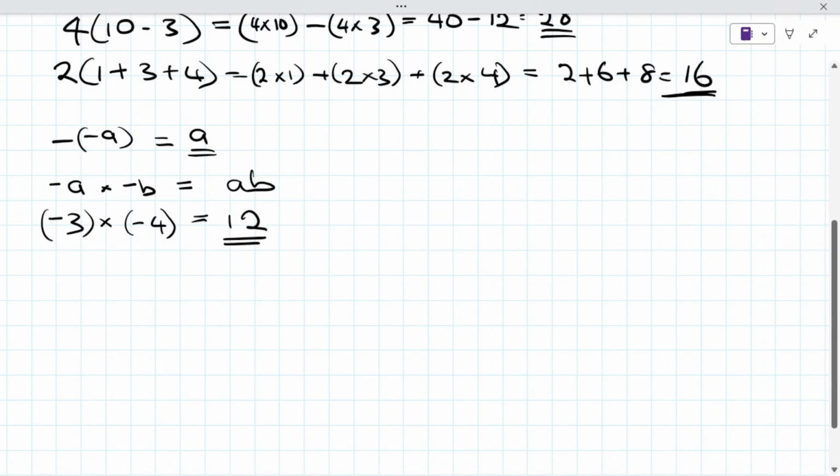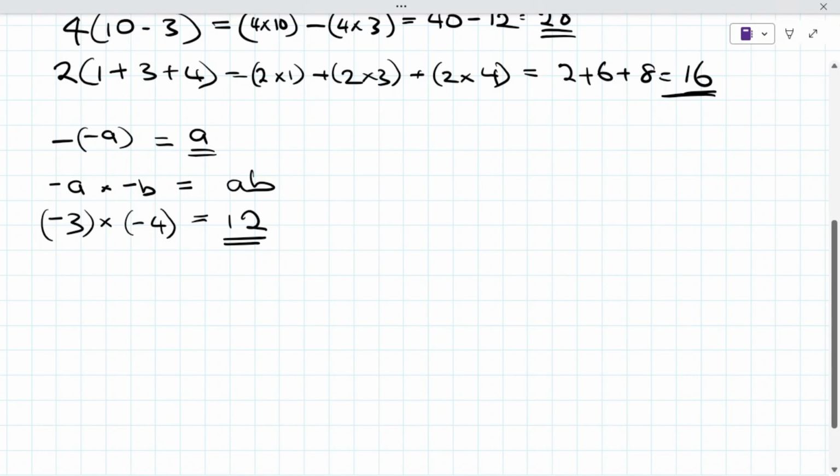Now, let's look at division. Negative 3, say, being divided by negative 3. Again, a negative number divided by a negative number will always give you a positive answer. So we say 3 divided by 3 is 1, and negative divided by negative is positive. So we get positive 1. And as I said, you don't need to mention it. You just need to write 1. And there you have it.